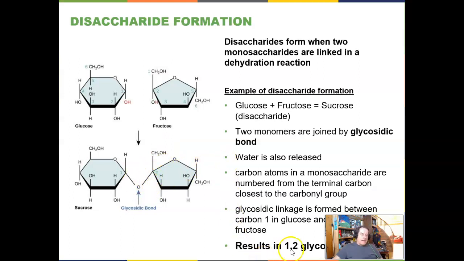All right? And chemists have specific names for the location of that bond. We're not going to worry about that. I'm not going to test you on this, but it is important if you're interested in the structure of these molecules and how they fit together.